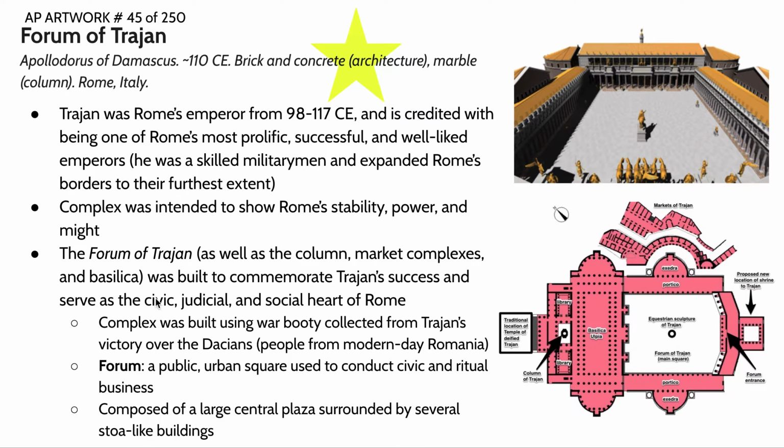Next work is the Forum of Trajan. So Trajan was Rome's emperor from 98 to 117 CE, and he's basically credited with being one of Rome's most prolific, successful, and well-liked emperors. He expanded the Roman Empire to its greatest extent, and he was very much revered by the people for that. This complex was intended to show Rome's stability, power, and might over everything else.